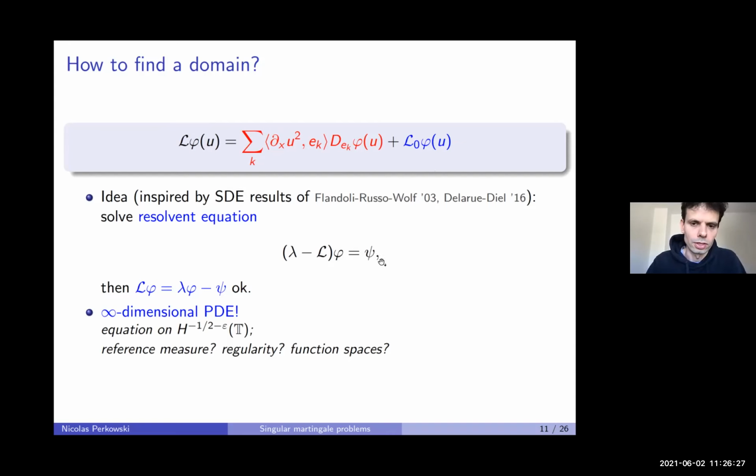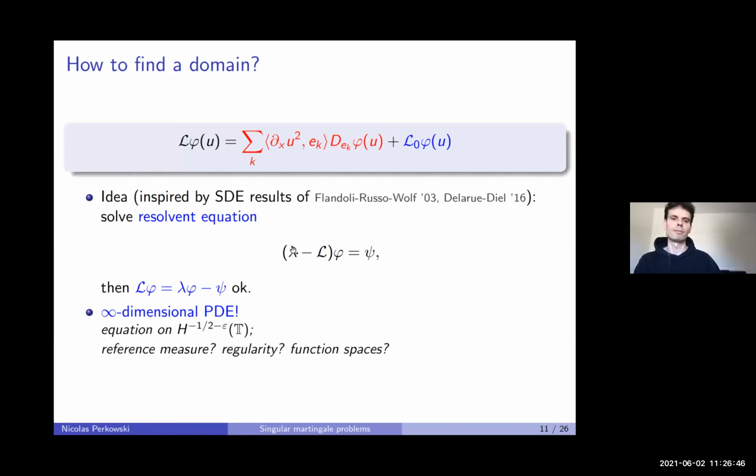So we solve this equation here. And then automatically, if we have the solution to this equation and we have a bit of regularity for the solution, then automatically L of phi will be lambda phi minus psi. Psi we choose, so we can make sure that this is a nice function. And lambda phi, if we have a regularity theory for it, will also be a nice function.